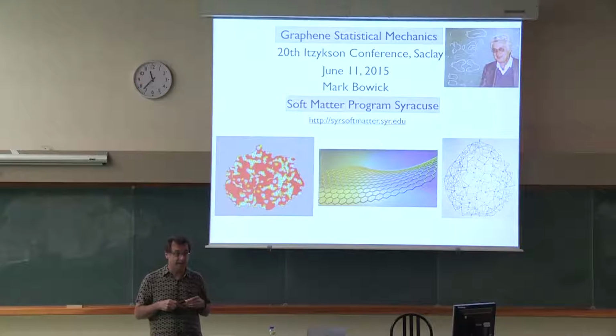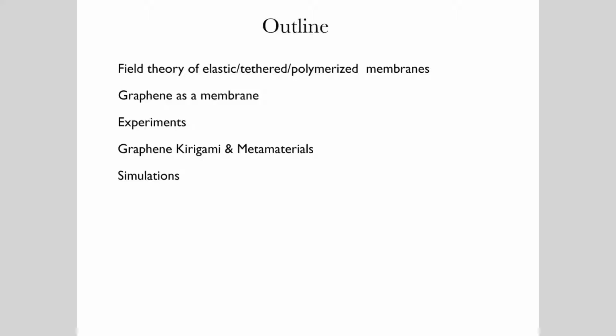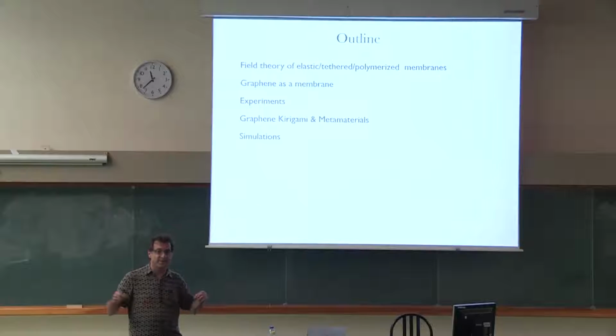So this project is a collaboration with the experimental group of Paul McEuen at Cornell, one of the pioneers of work on graphene, Itai Cohen at Cornell, and on the theory side, David Nelson and myself. And the outline of my talk is I want to review some of the field theory of elastic membranes. You might have heard of them referred to also as tethered membranes or polymerized membranes. You can think of them as a 2D generalization of polymers that are cross-linked in both directions. I'll define what this system is.